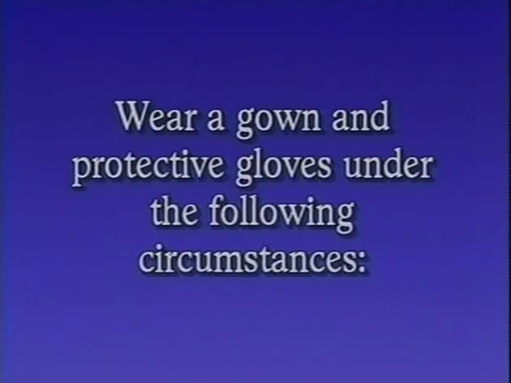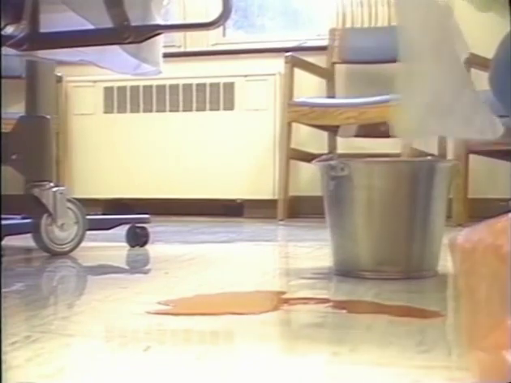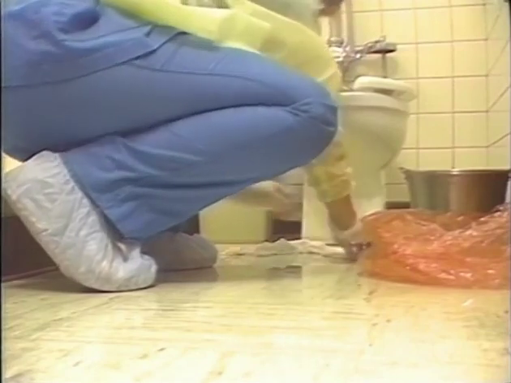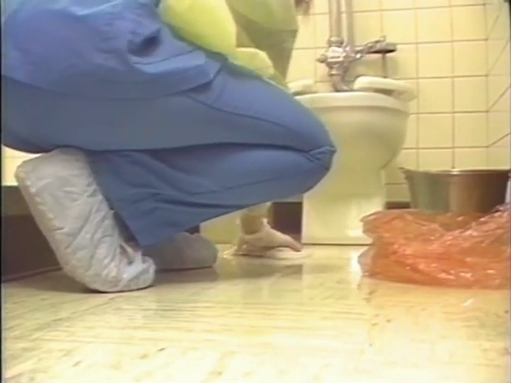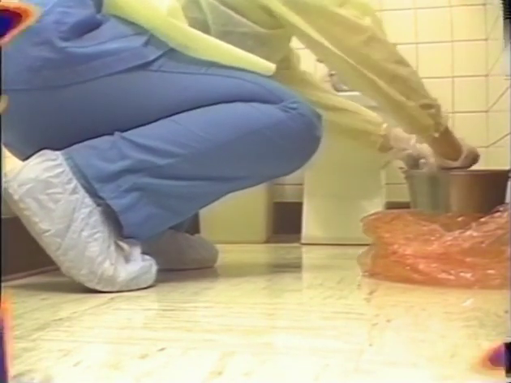You should wear a gown and protective gloves under the following circumstances. Always wear a gown and protective gloves when wiping up large blood spills. You must also wear a gown and protective gloves when wiping up large quantities of urine or human waste, or when wiping up large quantities of liquid or semi-liquid substances.